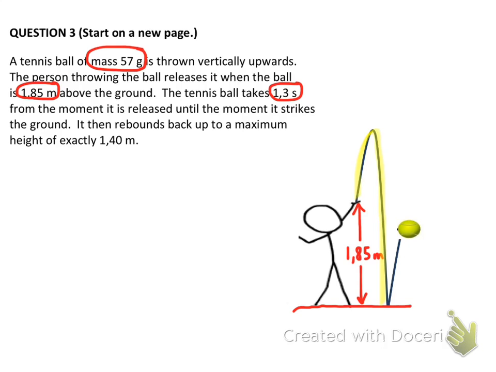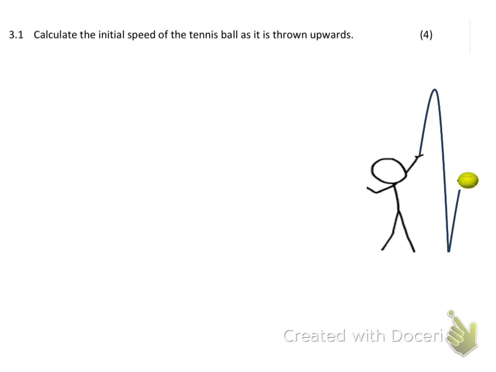It takes 1.3 seconds from the moment it's released till it strikes the ground. So that path, highlighted in yellow, takes 1.3 seconds. And it rebounds back up to a maximum height of 1.4 meters. Alright, so that's the setup. Let's now look at each question.